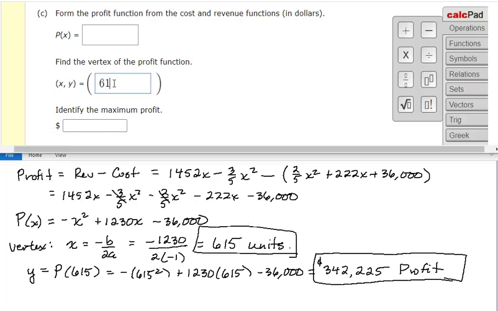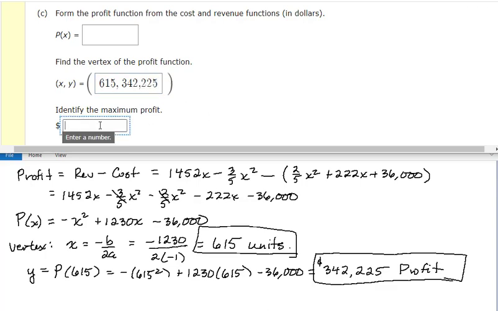Vertex at 615, comma. Notice that you don't put in the parentheses because it's already on the outside of the box. 342,225, and maximum profit 342,225.